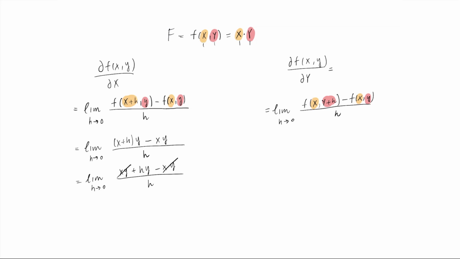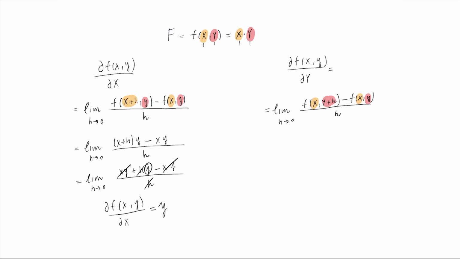And the question is, can we now cancel h's? Well, if they were 0, we would not be able to do it. But the definition of derivative tells us that h can never be 0. It will always be approaching it, but it will never be 0. Therefore, we can cancel them too. So we can conclude that delta f of x, comma y over delta x, or the partial derivative of the output f in terms of the input x, is equal to what is left, which is y.